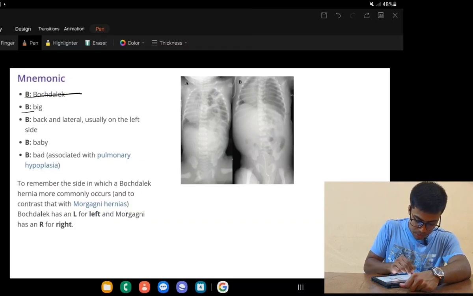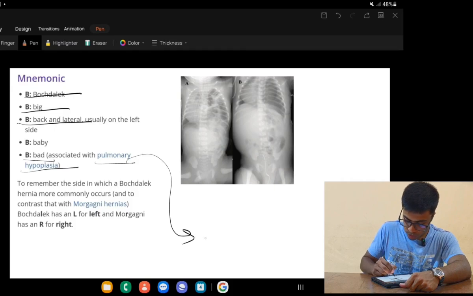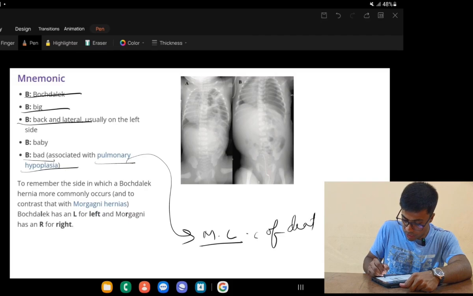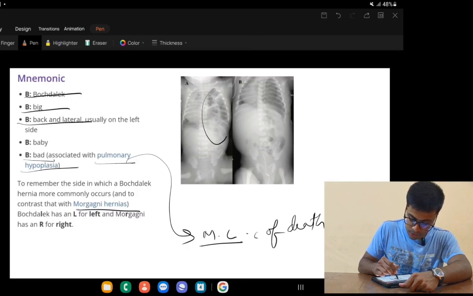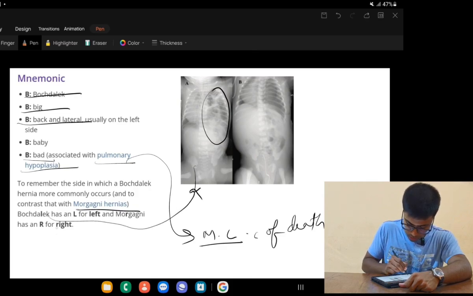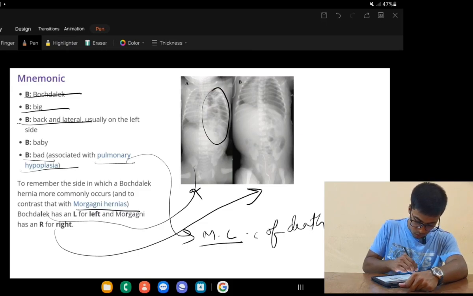Bochdalek B: big, back and lateral, that is posterior and lateral. Then B as bad, that is the prognosis is bad because it is associated with pulmonary hypoplasia, which is the most common cause of death in the neonatal population. Then we have Morgagni hernias, which we have discussed. This one is on the left side, so this must be Bochdalek, and this is on the right, so probably this must be Morgagni. So let's move on to the next question.